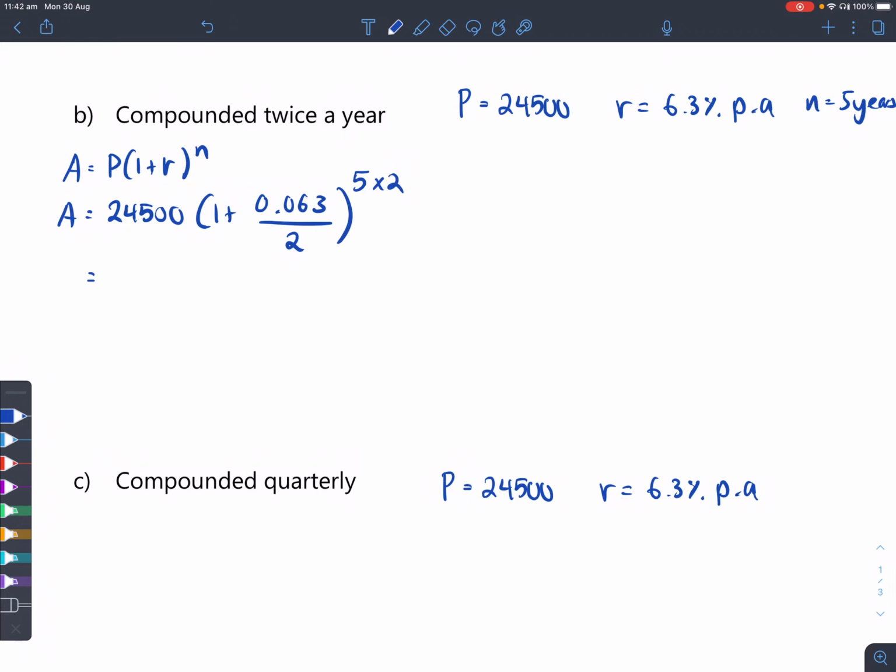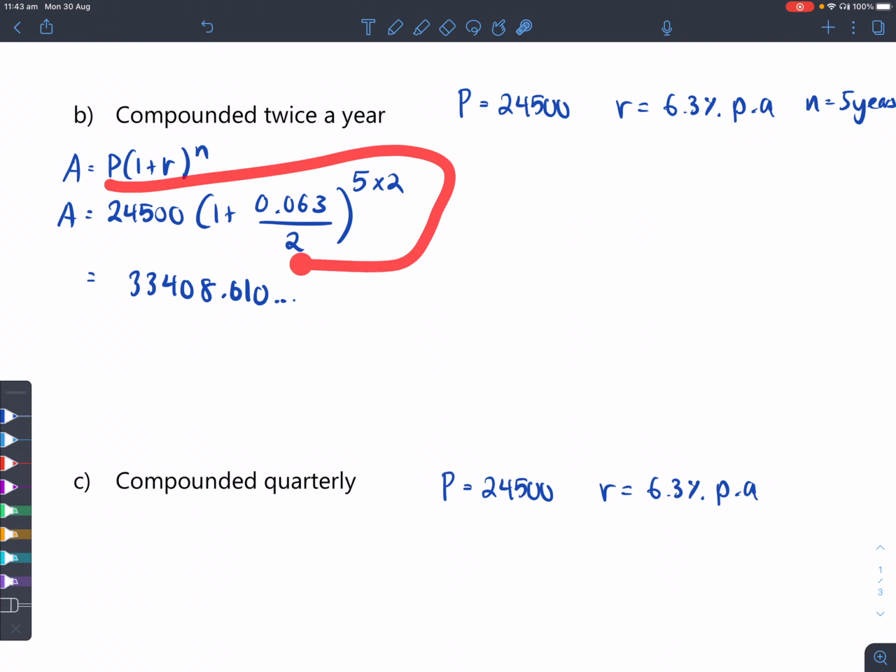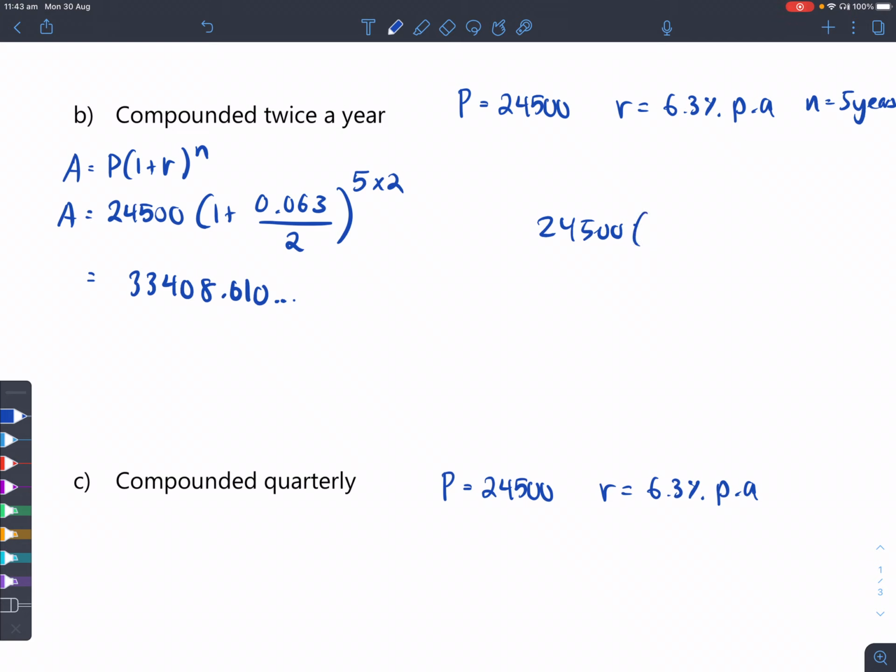So this is 24,500 times 1 plus 0.063 over 2 to the power of 10. And this will get us 33,408.610 and so forth. So if you wanted to know in detail what actually happens in this part of the process, well, 0.063 divided by 2 is going to be 0.0315. So all I've done was get that as an answer on my calculator and add it with 1, and I got 1.0315. And this is raised to the power of 10.